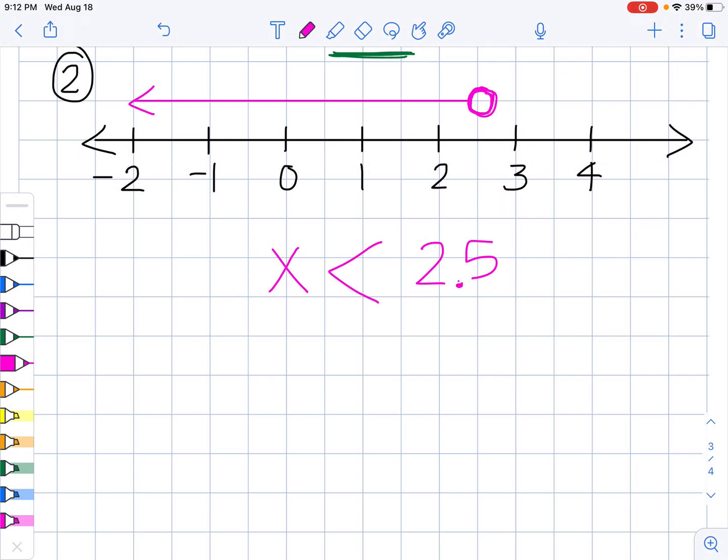Okay, so let's make sure this makes sense. X is less than, and less than means it's on the smaller side, so the left side of the number line, and my number, where am I at? 2.5. Perfect.